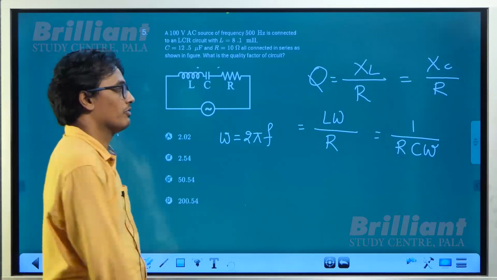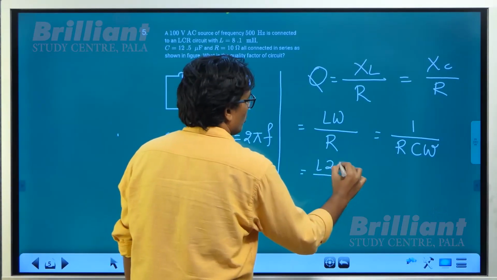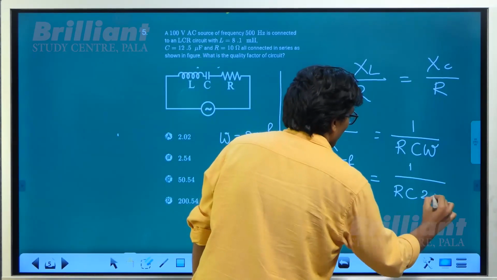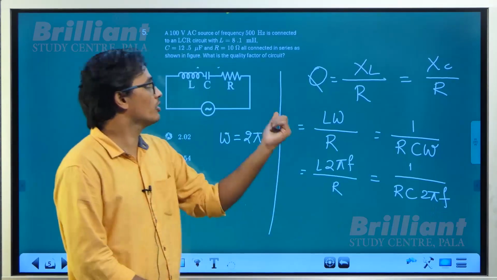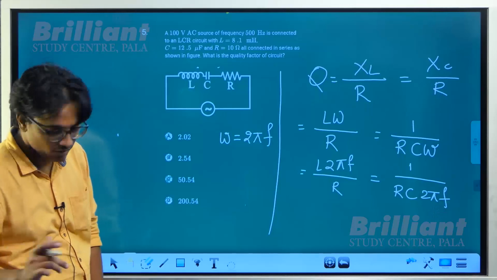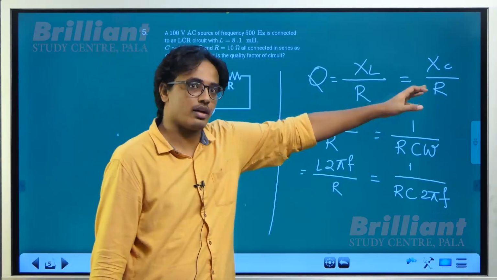So omega will be 2 pi f. If you substitute all those values, L 2 pi f by R, they are given all the values, we will get the answer. We will get the answer as 2.54. Quality factor is XL by R, or XC by R.